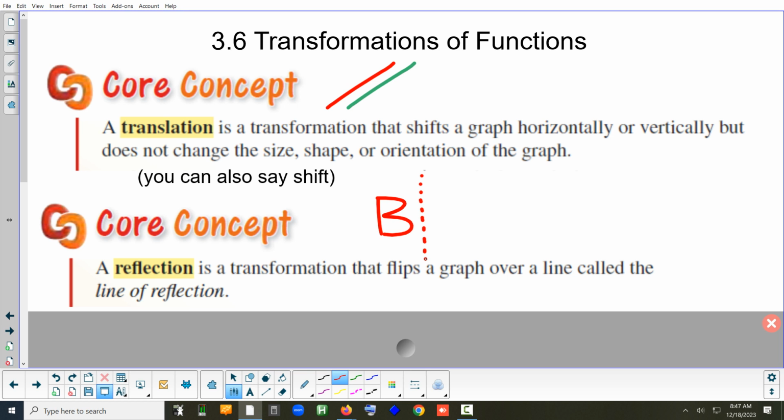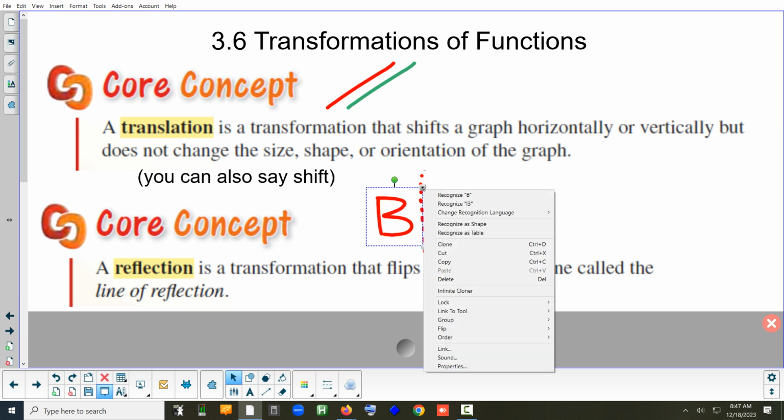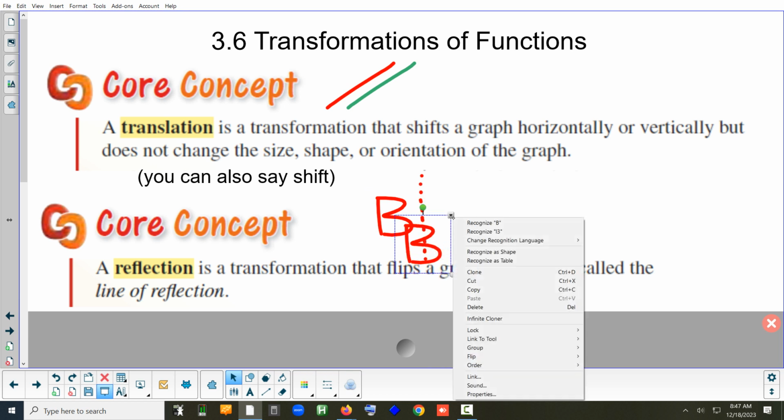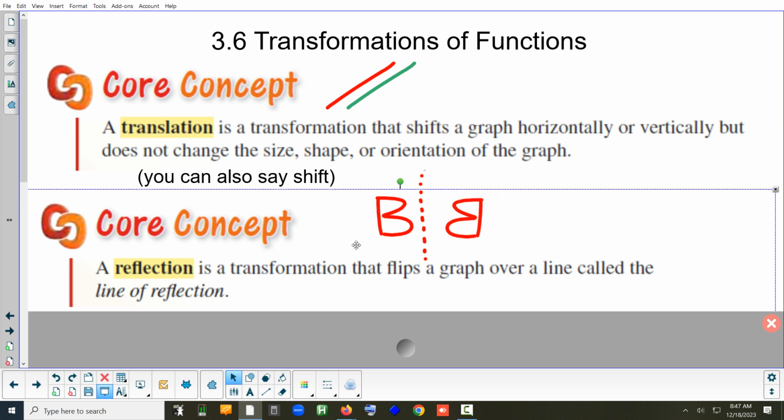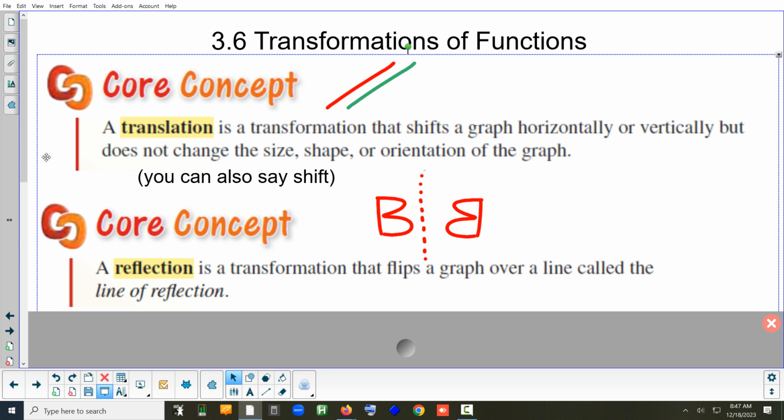So think of it like this B is wet paint, and you folded a piece of paper on that line and pressed it down. You'd have a mirror image of it on the other side. And it would look something like this. That's what it would look like if you folded it right on that line. That's called a reflection. So that's a reflection, flipping it left to right.